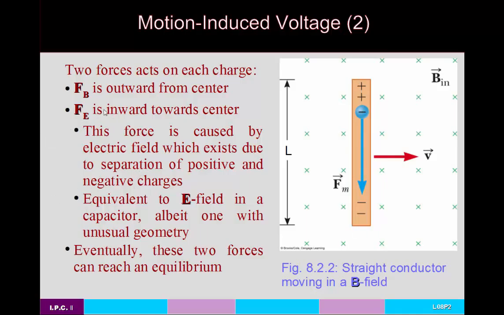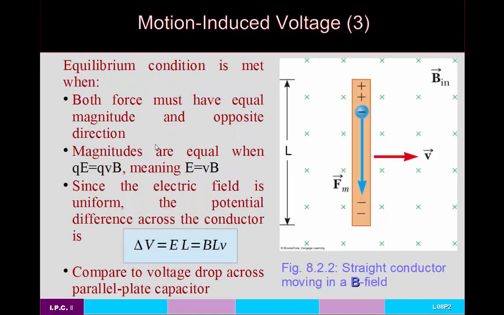What the force is from the electric field is due to this charge separation, and it's basically equivalent to the electric field which is produced in a capacitor, although it may have a slightly unusual geometry. For example, your capacitor might be the equivalent of a small plate here and a small plate here with a very large separation distance between the two. In any case, because these two forces are opposed to each other, at some point an equilibrium condition can be reached in which this force and this force have equal magnitude and opposite direction for any given charge.